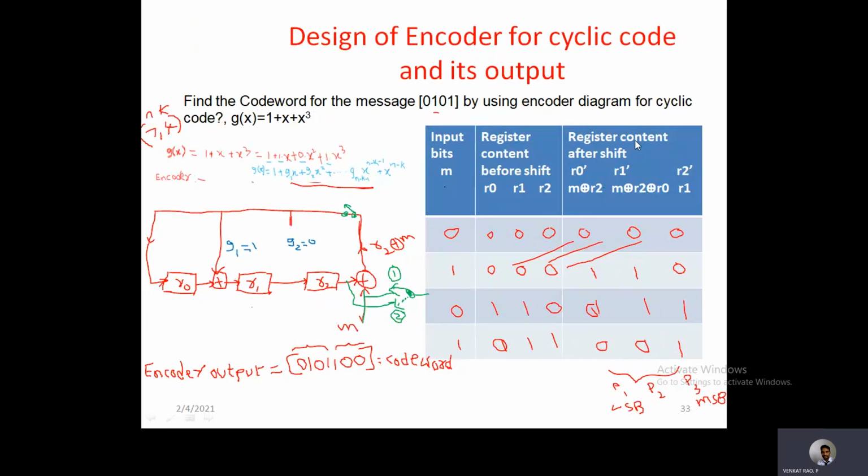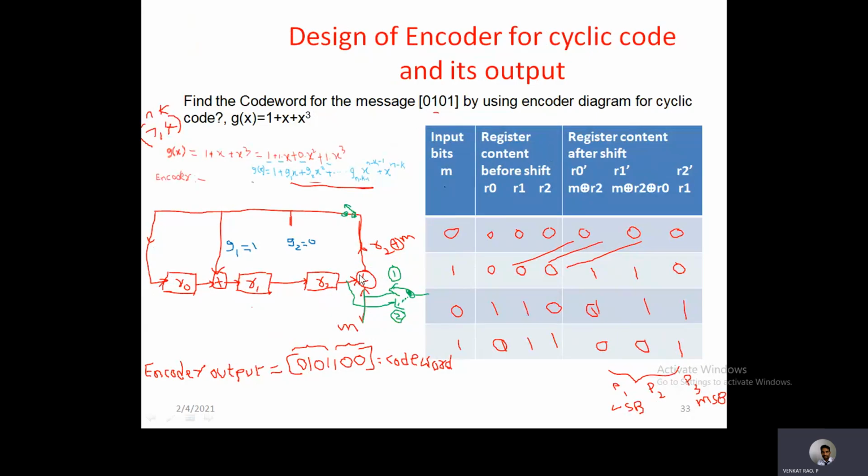Next, what are the shift register contents, that means the flip-flop contents after the shift operation? After applying the input, the flip-flops will perform one shift operation. So after the shift operation, what are the contents of these 3 flip-flops? How to find the contents? Which information will be stored here? That comes from whatever input is applied here. So what is the input applied to R0? Where is it coming from? It is coming from here.